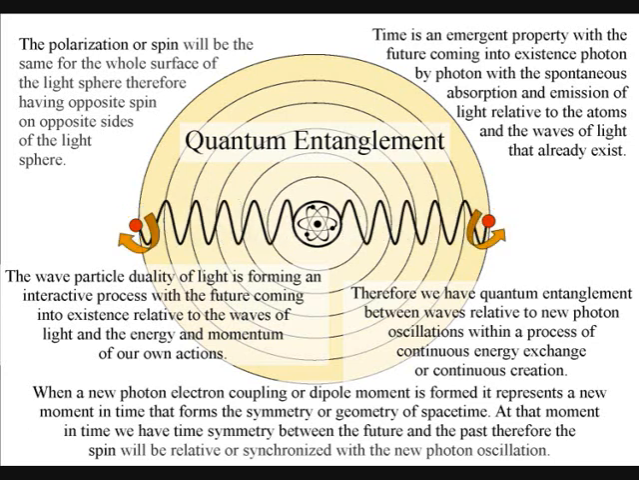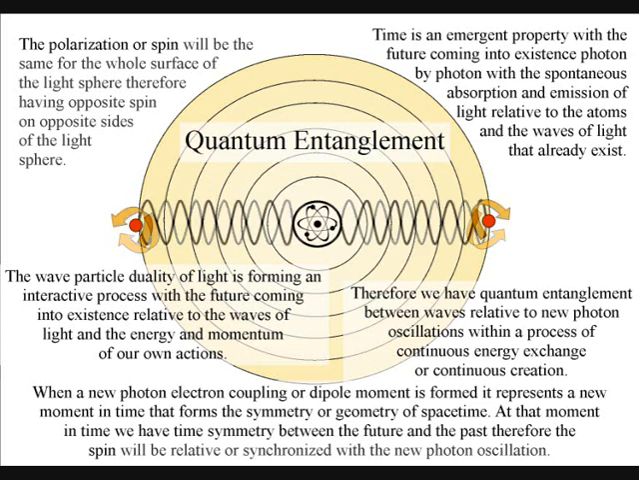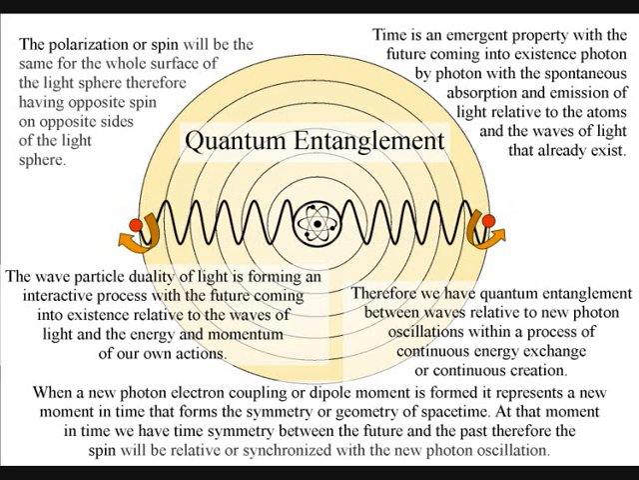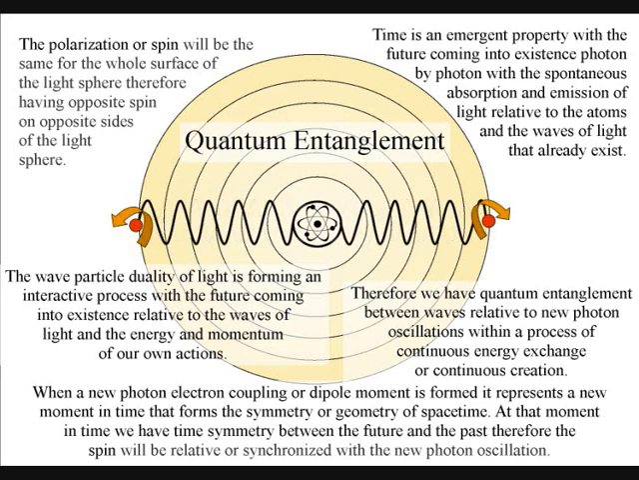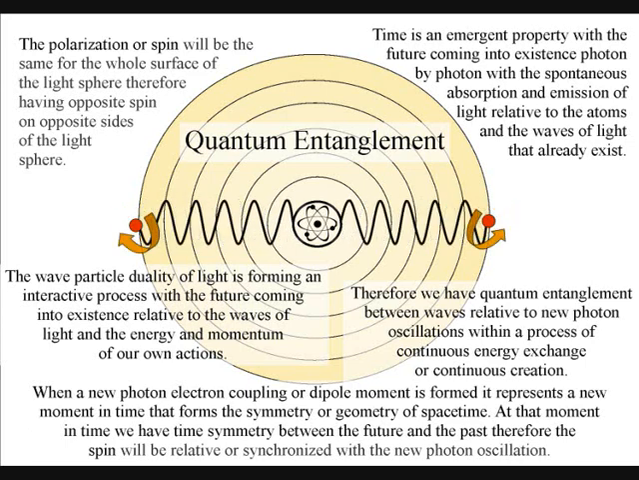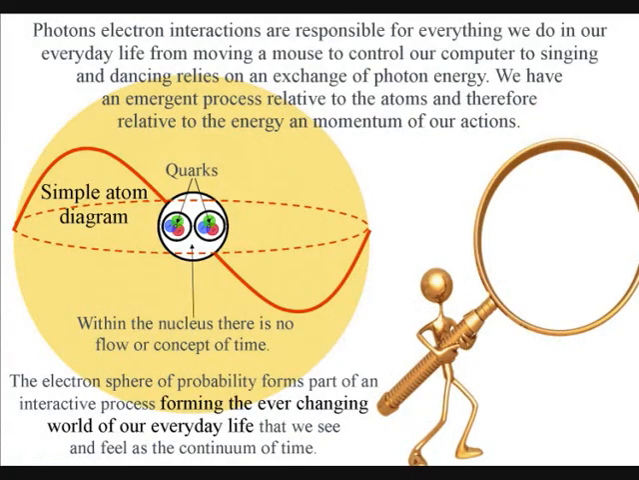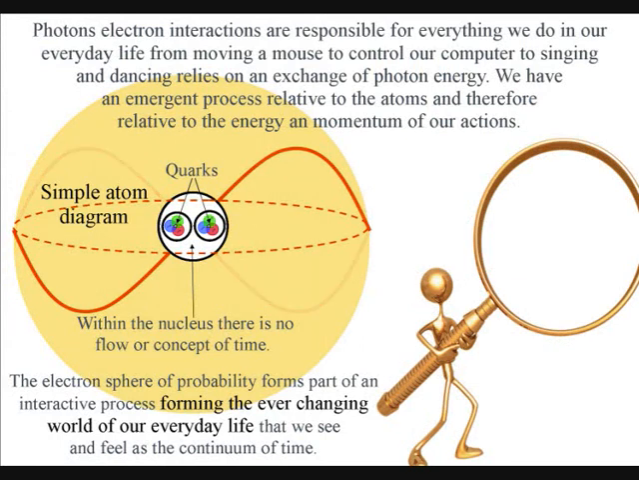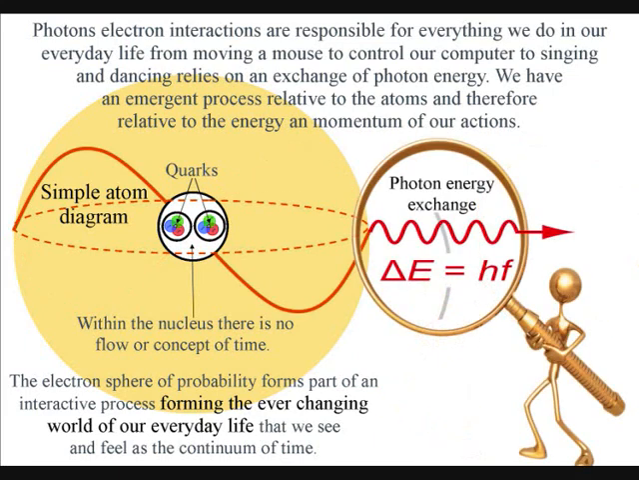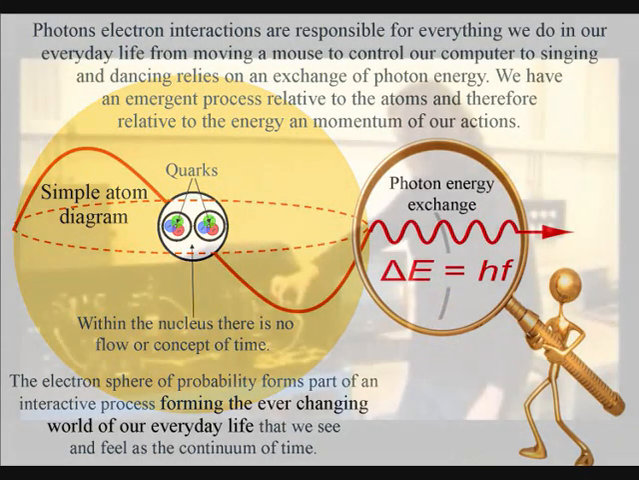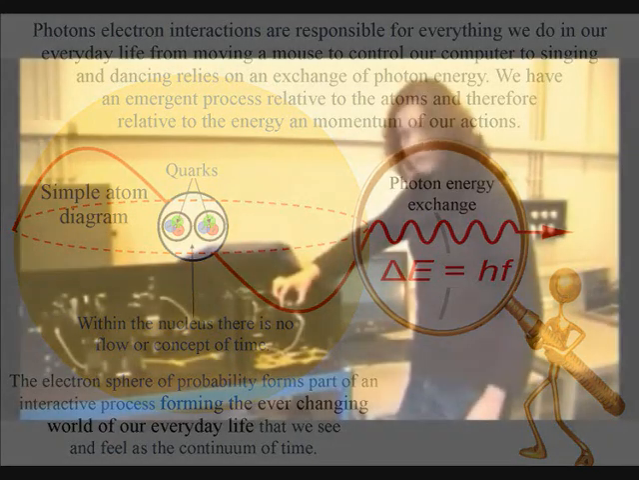Within such a process, the uncertainty of quantum mechanics would be the same uncertainty we have with any future event, with an emergent uncertain future represented at the smallest scale of this process by Heisenberg's uncertainty principle. It is because we are made of atoms that this process is relative to the energy and momentum of our actions. Therefore it is relative to how we set up and run experiments.